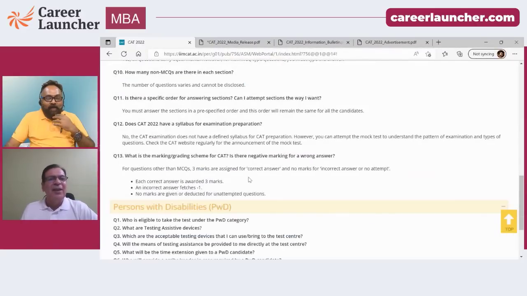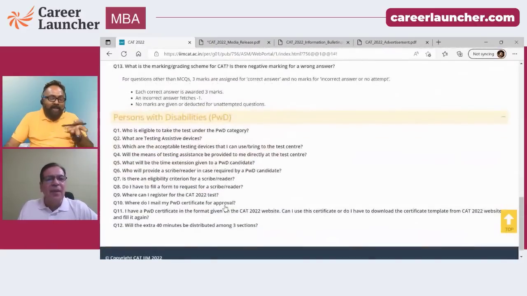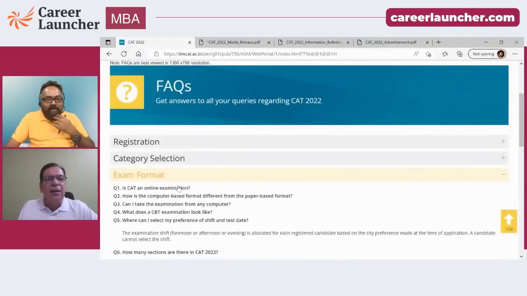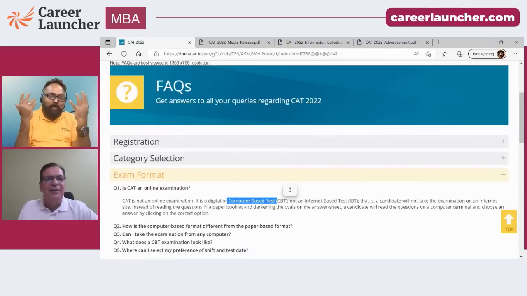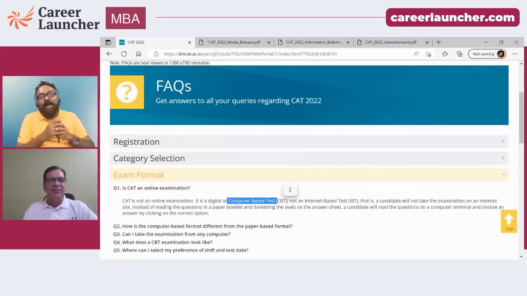I think the section for persons with disability has a lot of details. You can check those out. Do we have anything else? Is it online? Of course, it's going to be online. It's not online. It's a computer-based test. Come on, it's not online. It is computer-based, which means online would mean that you are going on the net and answering the questions.